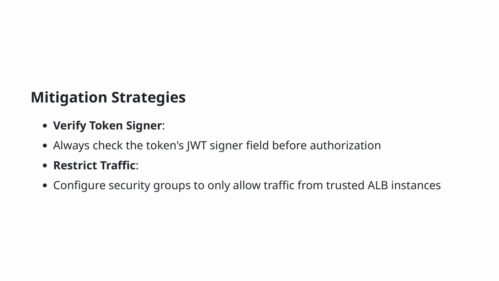When implementing mitigation strategies, there are two key practices to consider. First, always verify the token's JWT signer field before authorization. This ensures that only tokens signed by trusted sources are given access, significantly reducing the risk of unauthorized access. Secondly, restrict traffic by configuring security groups to allow traffic exclusively from trusted ALB instances. By limiting the sources of incoming traffic, you can better protect your application from potential threats and ensure a more secure environment.